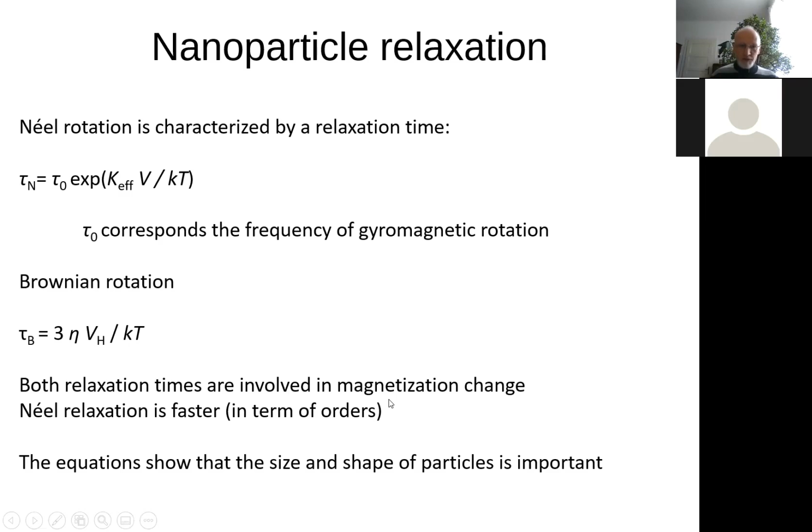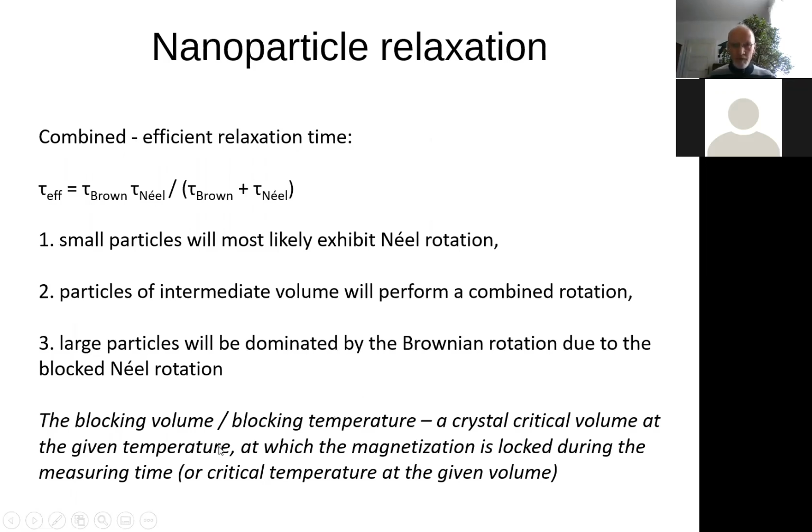You should remember that both relaxation processes are involved in reorientation, and that Néel's rotation is usually much faster than the Brownian rotation, but it depends on the volume. Again, I should remind you of this. And both equations show that the size and shape of the particles is very important. We can calculate the effective relaxation time. It will be a combination of both, it's clear.